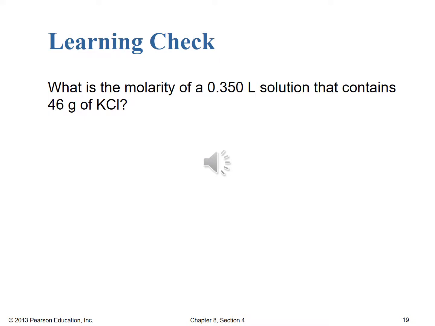Okay, so let's see how you do with a molarity problem. In this case, you're asked what is the molarity of a 0.350 liter solution that contains 46 grams of KCl. Notice it's a gram mass, and this is not a mass per volume percent, this is a molarity. So you're going to have to convert that gram mass into moles before dividing by that 0.350 liters. So good luck. Pause the video here while you do that math and start us back up when you're ready to check your work.